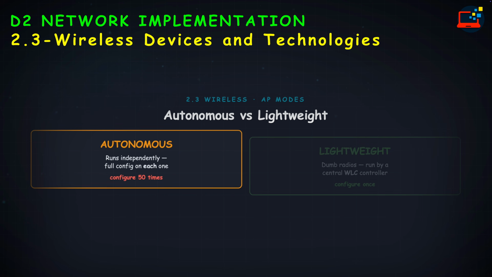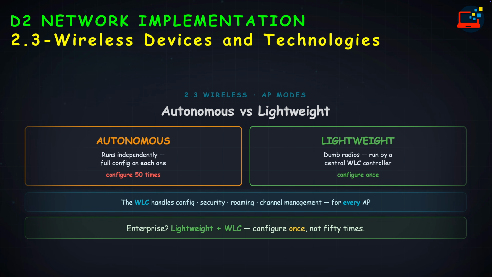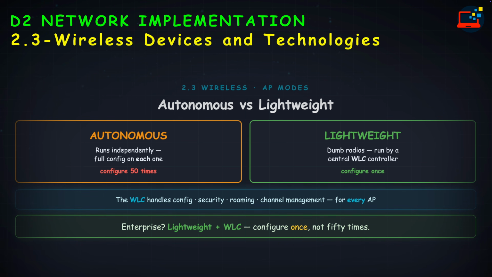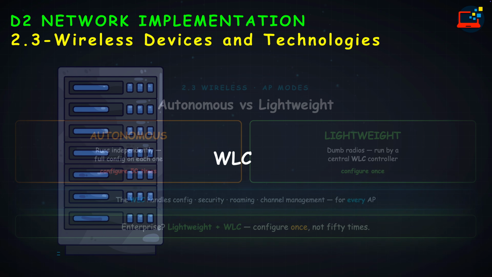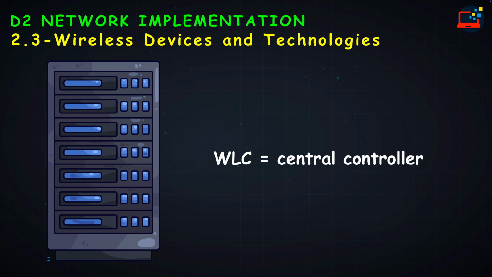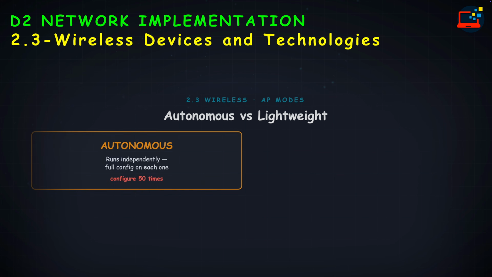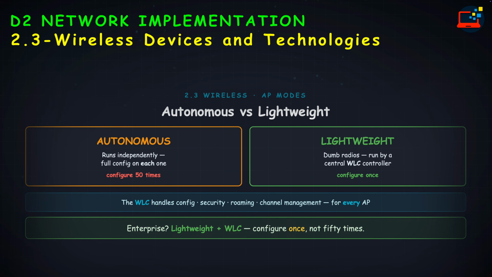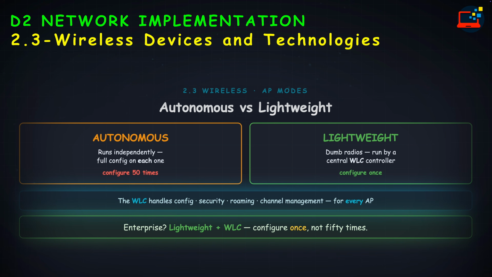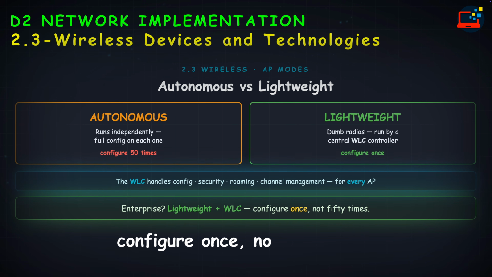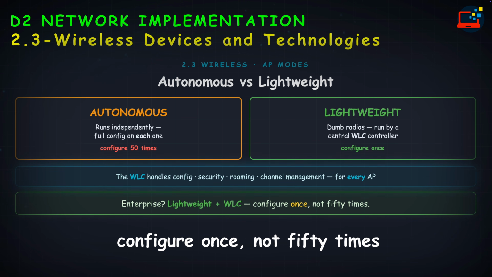Access point modes are autonomous and lightweight. Autonomous access points run independently, with full configuration on each one. Lightweight access points are dumb radios controlled by a central wireless LAN controller, a WLC. The controller handles configuration, security, roaming, and channel management for all the access points. Lightweight wins in any enterprise deployment because you configure once, not 50 times.